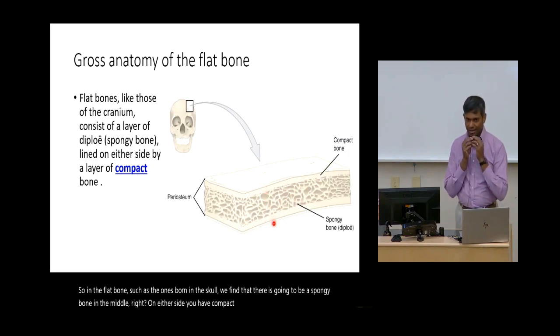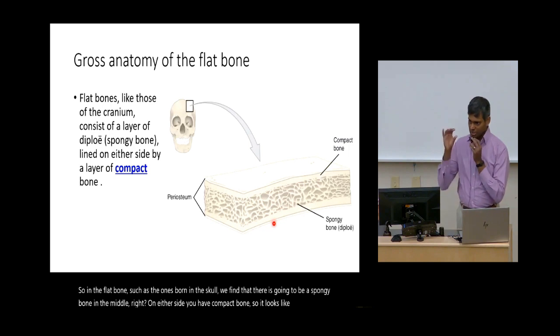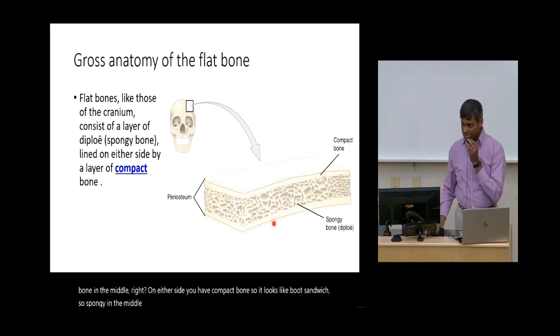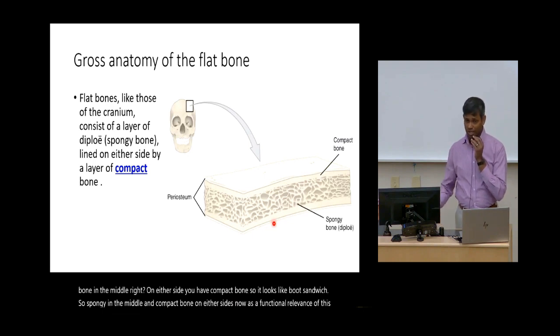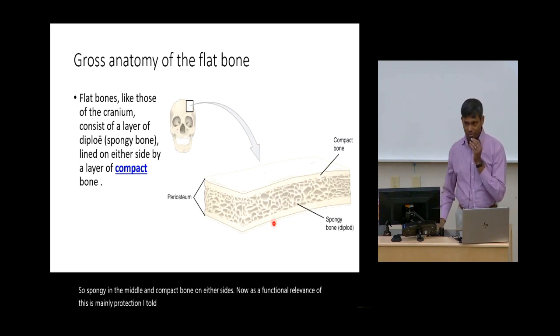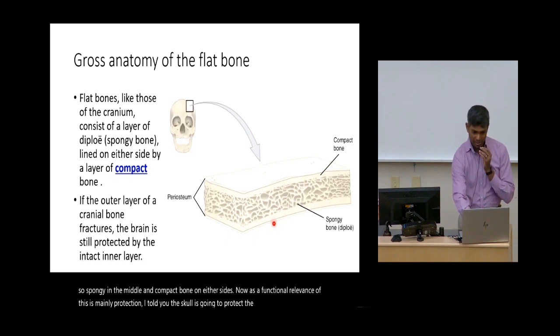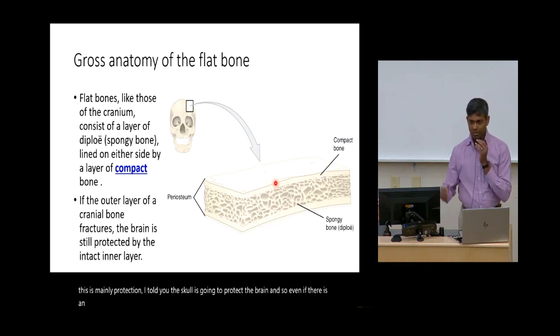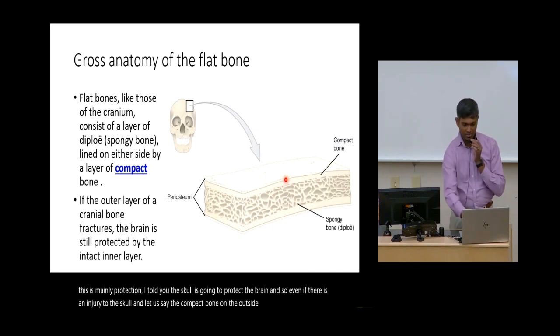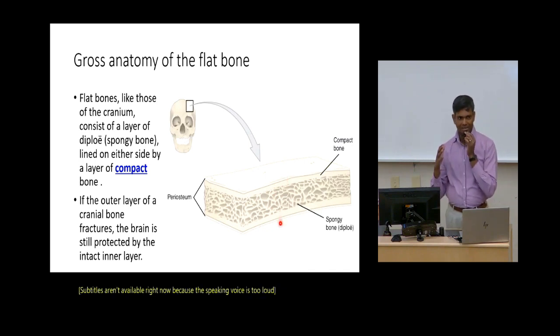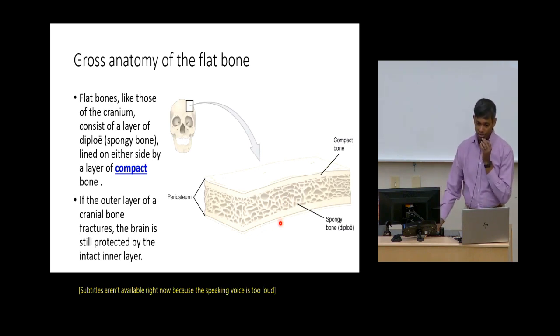So it looks like a bone sandwich. So spongy in the middle and compact bone on either side. Now the functional relevance of this is mainly protection. I told you the skull is going to protect the brain, and so even if there is an injury to the skull, and let's say the compact bone on the outside breaks, the deeper compact bone will still be intact, and that will protect the brain from being pierced by the shards of bone, right? So that is a protective function of the flat bones.